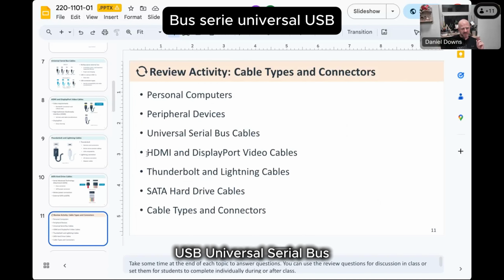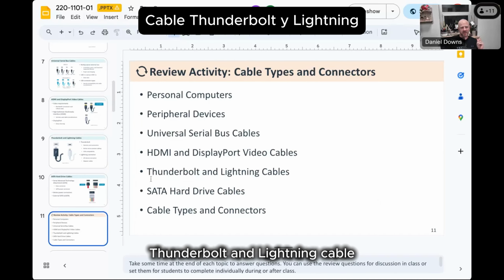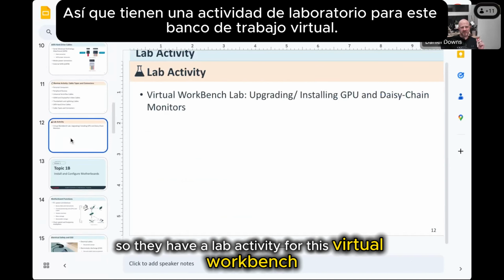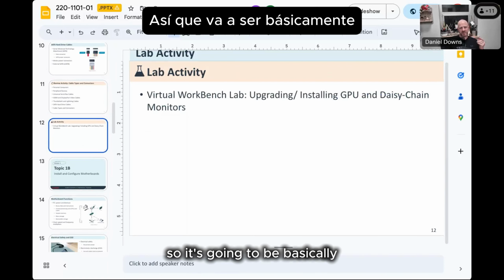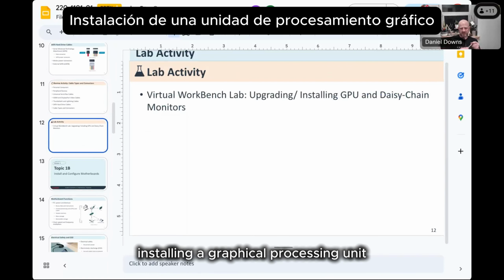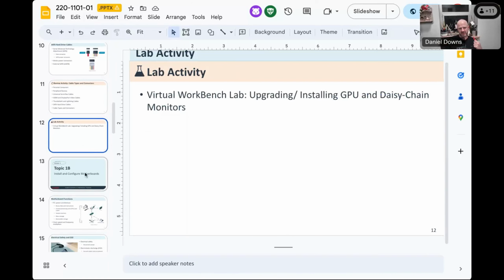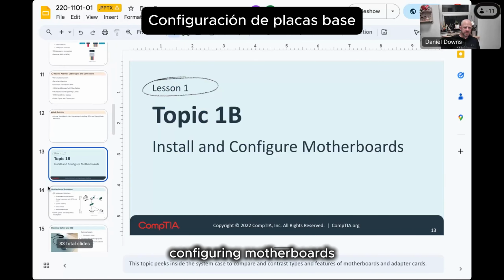USB universal serial bus, HDMI and DisplayPort video cables, Thunderbolt and Lightning cables, SATA hard drive cables, cable types and connectors. So they have a lab activity for this, virtual workbench, upgrading, installing a GPU and daisy chain monitors. So it's going to be basically installing a graphical processing unit and also daisy chaining monitors to have connectivity. Then we move into 1B, installing configuring motherboards.